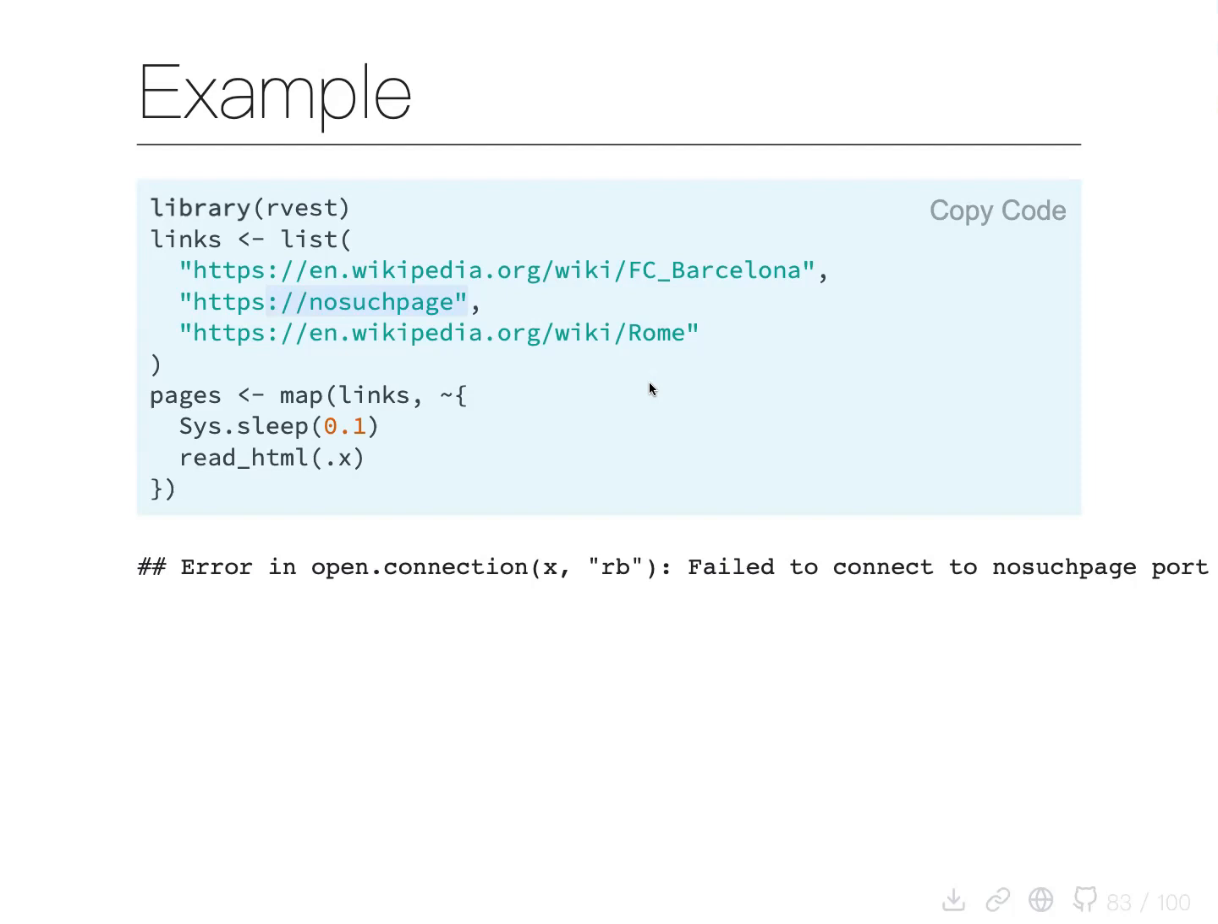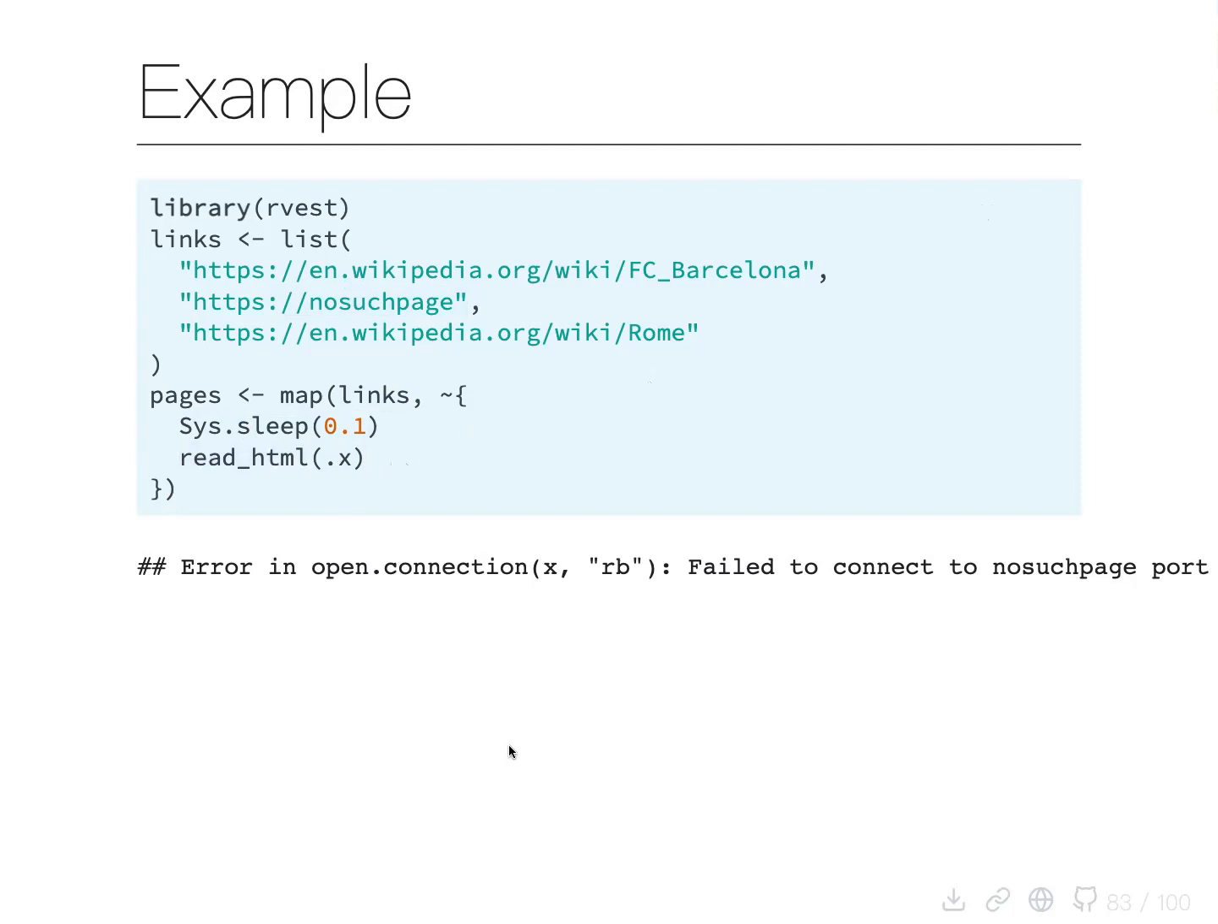So here's a very quick example. I'm going to loop through the links. I'm going to do this sys.sleep to make it pause a little bit in between each one, because you don't want to overwhelm a web page. You want to go a little bit slower so that you're not overwhelming web pages. And then I'm going to say read_html on x, and it's just going to read each of these pages.